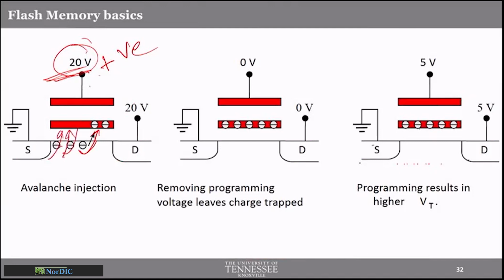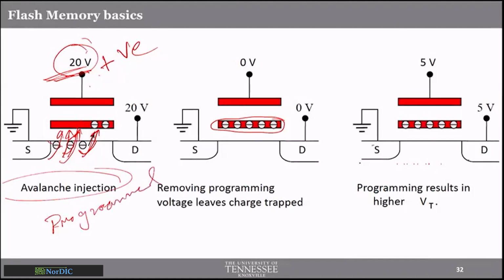As you see, the floating gate is more like a conductor, but it's not connected to any external point. So these electrons get trapped, and you have an array of electrons just sitting right there. And if that is done, you have programmed the memory cell, and this is called avalanche injection.